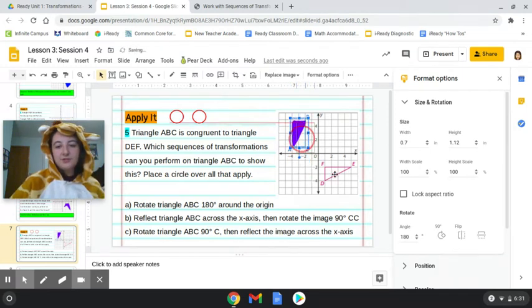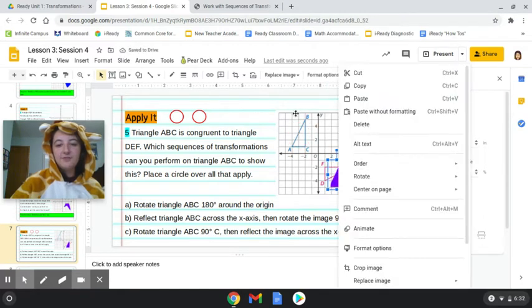Which will move it to over here. And we can see that that will not align on triangle DEF, so that is not a sequence of transformations that will work. So now we go back over and try for B.